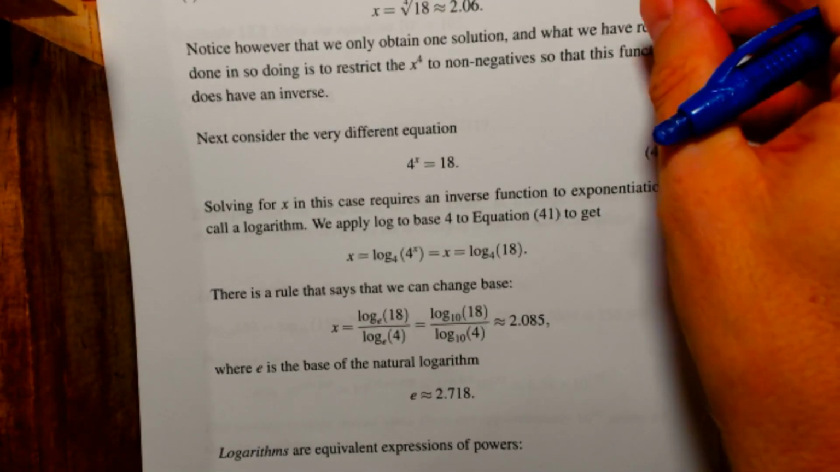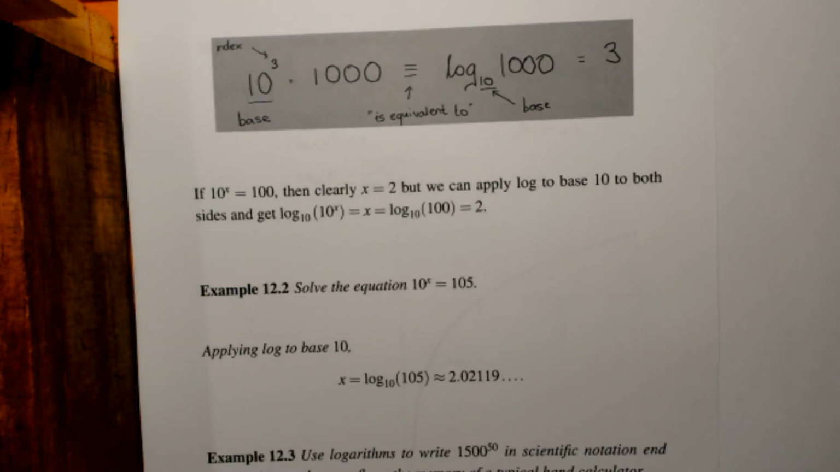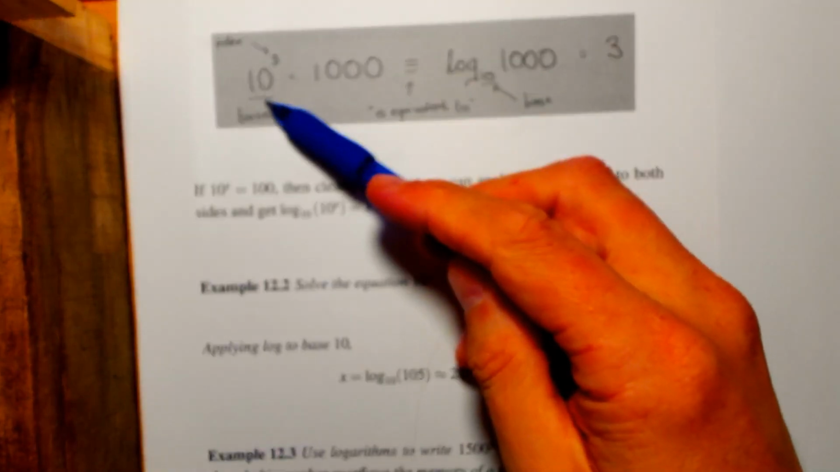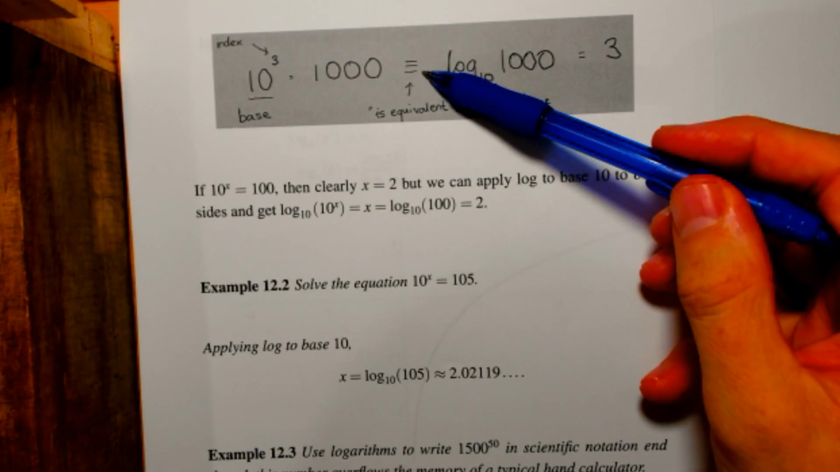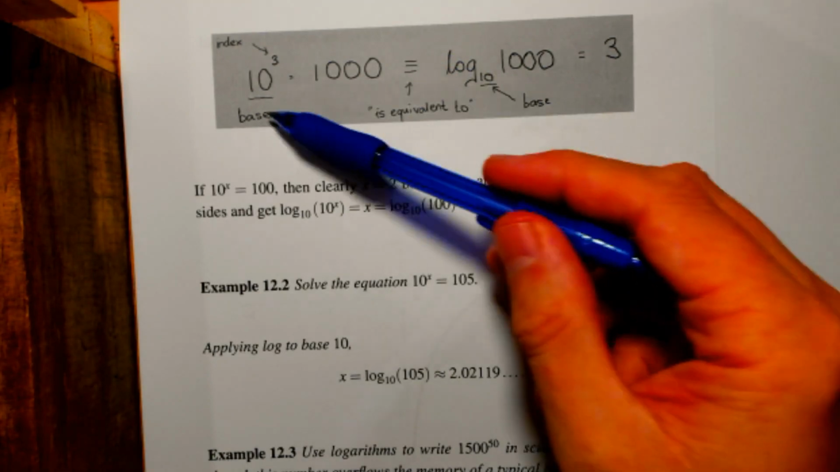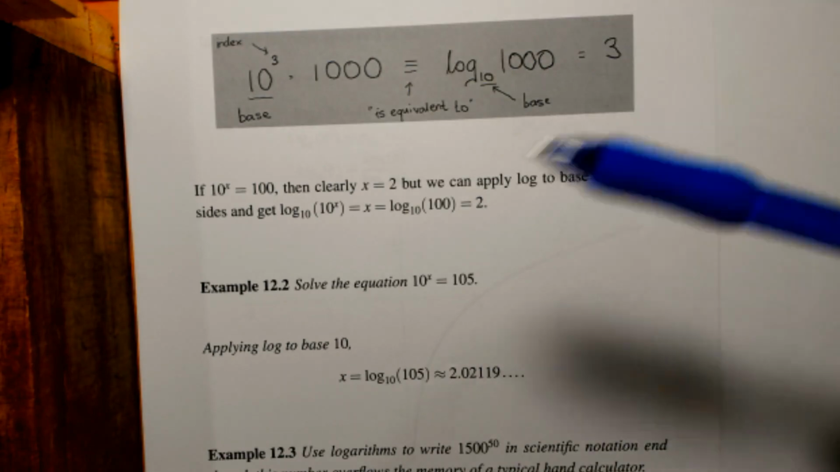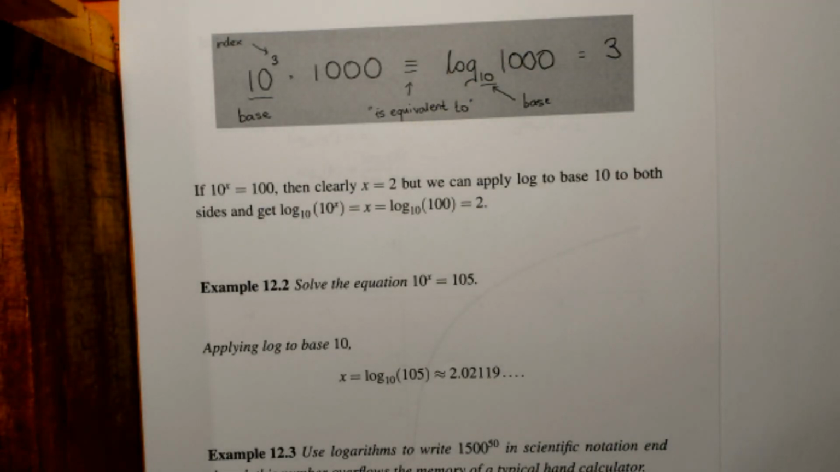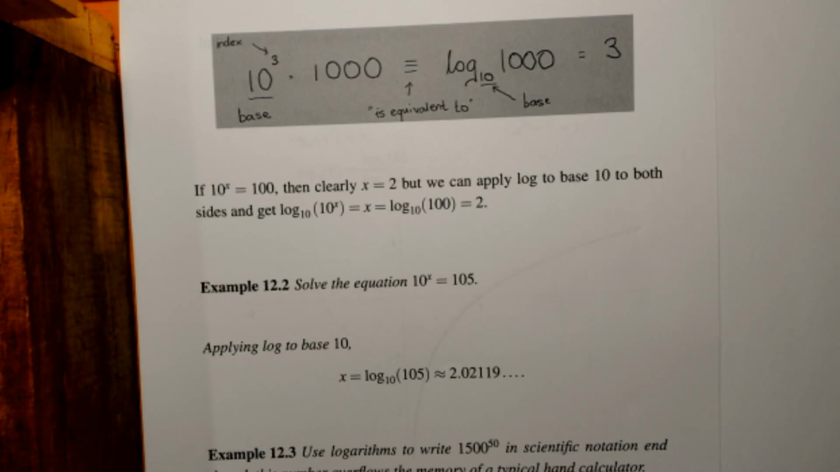Okay, logarithms are equivalent to expressions of powers. So let's have a look at this diagram from Dr. Lauren. 10 to the power of 3 is 1,000, so the base here is 10 and the exponent is 3. So what she's saying here with the 3 horizontal lines is this is defined as, or this is equivalent to, okay? Log to the base 10 of 1,000, which is equal to 3.